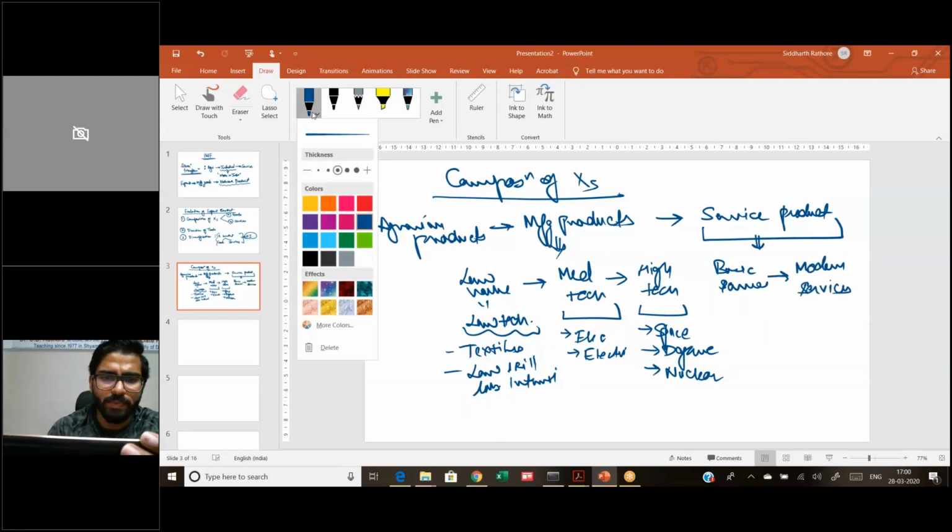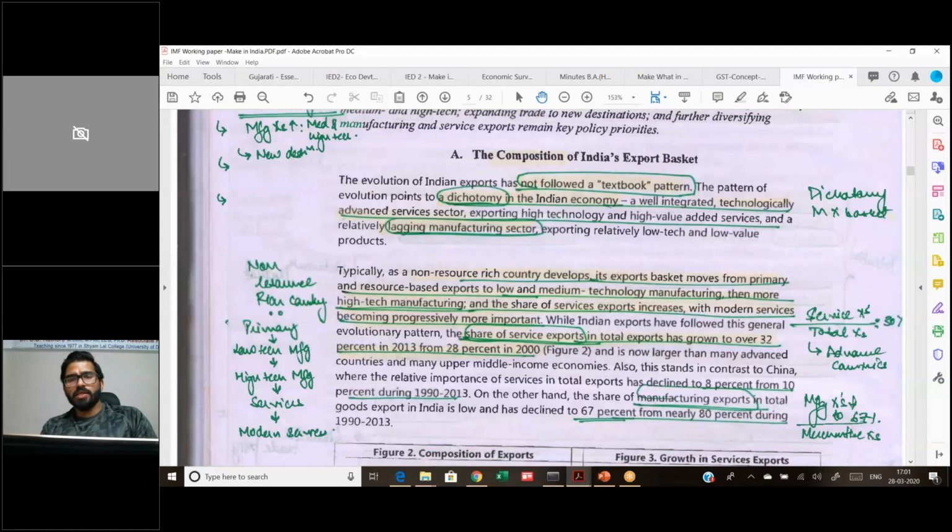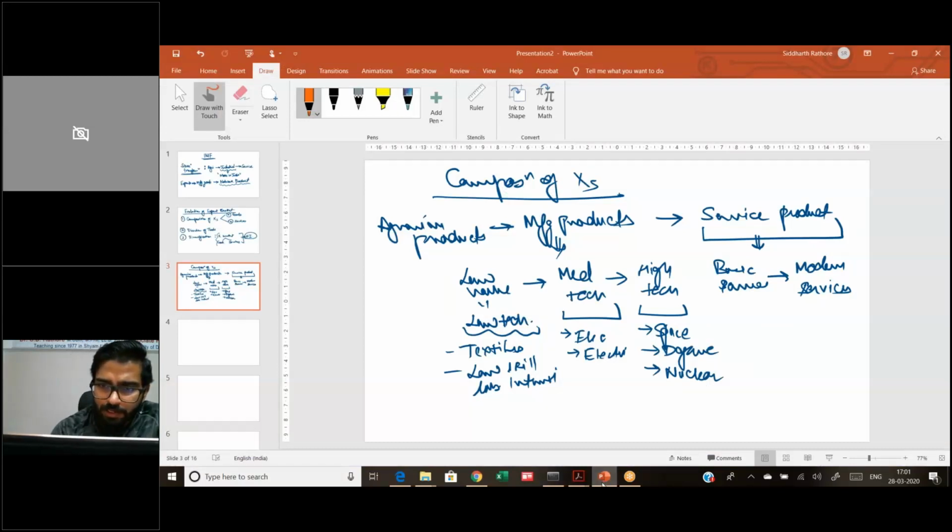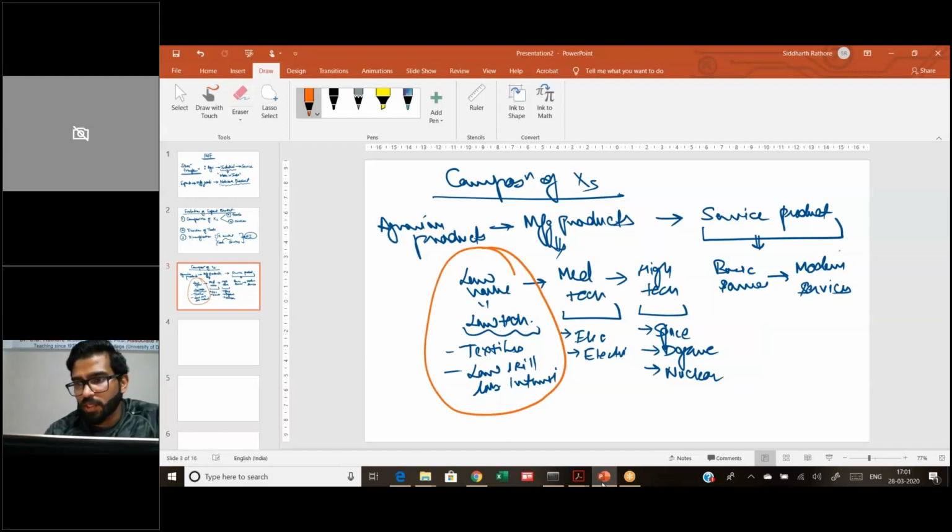What we see in the case of India is a dichotomy. The dichotomy the reading mentions is the fact that India actually skipped. A traditional non-rich country follows this kind of phase, while in India the share of modern services started increasing. So the dichotomy is that while India is lagging in manufacturing and exporting very low tech, low value exports, it is doing extremely well when it comes to modern services. While the economic structure is perhaps more focused towards the agrarian and the low skill manufacturing, India is also a champion of exporting modern services.